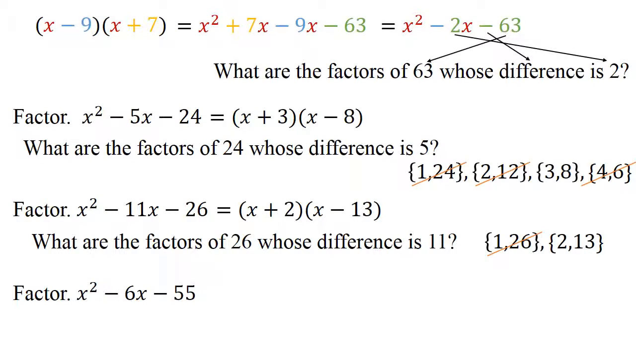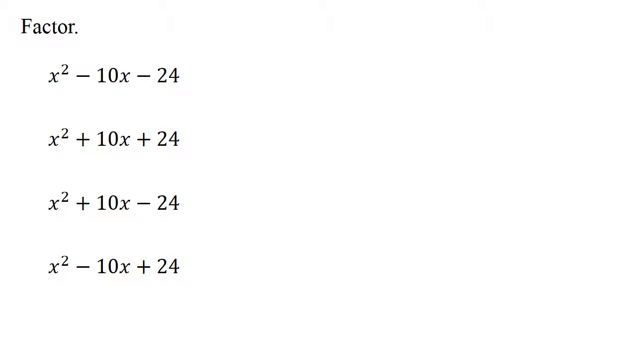All right, and then x squared minus 6x minus 55. So we ask ourselves, what are the factors of 55 that are different by 6? The larger of those is the negative one. So different signs, larger one's negative. And 5 and 11 are different by 6, and the 11 has to be the negative one. So negative 11, positive 5. All right, so why don't you try each of these 4 problems, pause the video, and give it a shot.